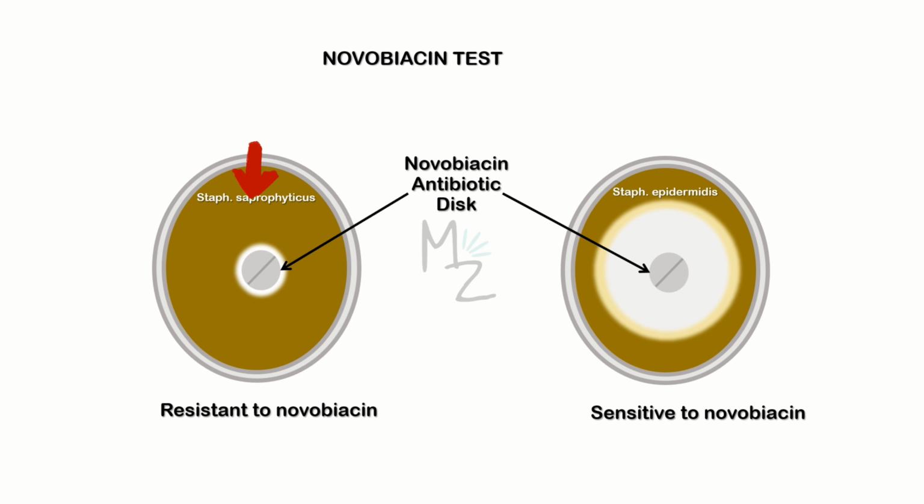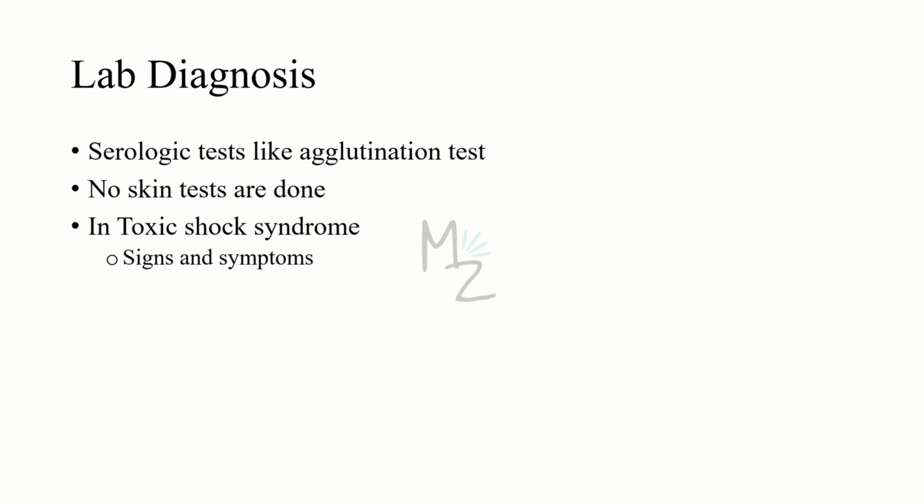And look who is resistant to novobiocin. It's Staph saprophyticus. And if the bacteria do not survive in the presence of novobiocin antibiotic disc, it means it is sensitive to novobiocin. Look who's sensitive. It's Staph epidermidis. There are no serologic tests done for these bacteria, but maybe sometimes done like agglutination test. There are no skin tests, and for toxic shock syndrome, signs and symptoms are pretty much enough for the diagnosis.